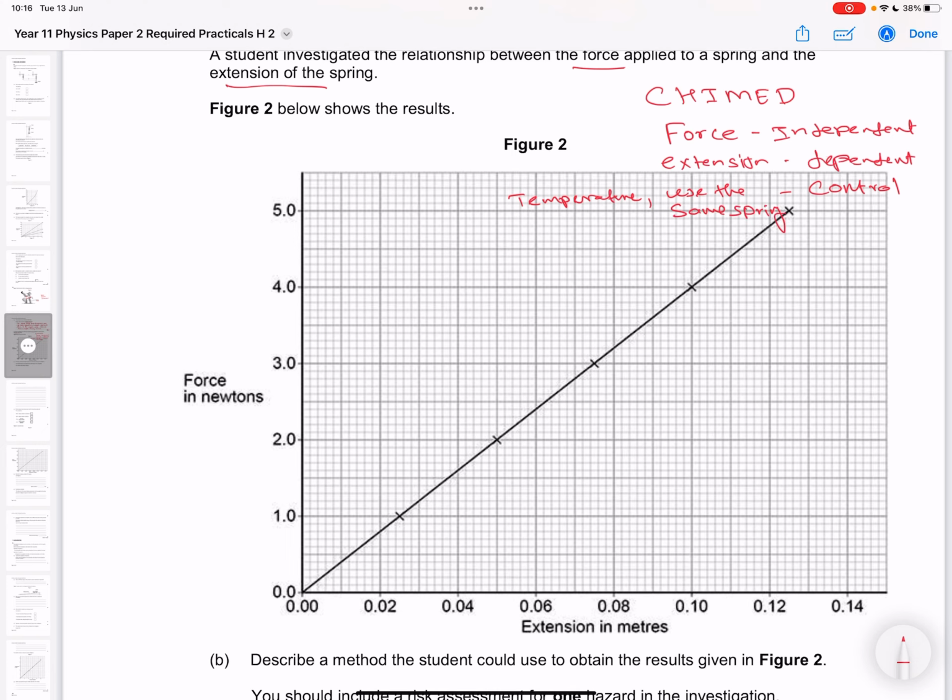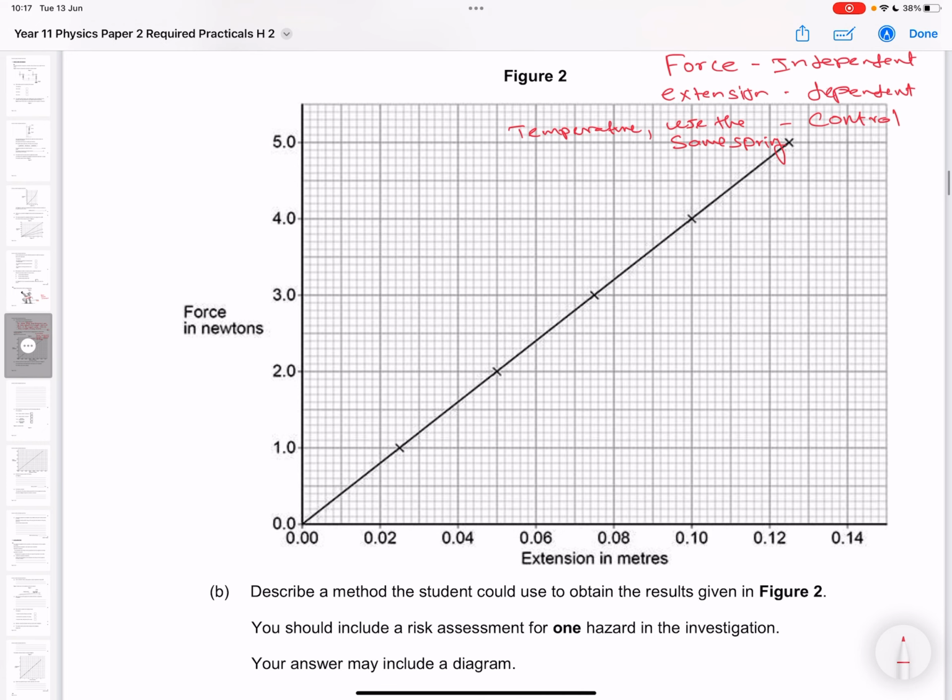Okay, so let's see what the question is asking. The force is represented on the y-axis, and extension in meters is represented on the x-axis. This is quite a different scenario from other graphs that we draw. Normally we have our independent variable on our x-axis and dependent variable on our y-axis, but only for this particular experiment we have it the other way around.